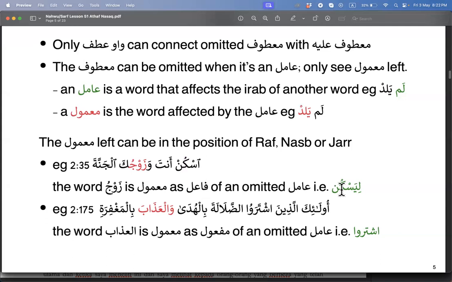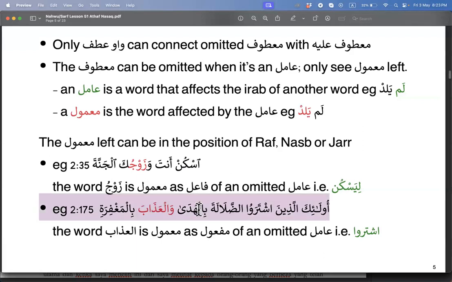The point is, wow, is still harf atf. This is still like maktuf, but actually not just this is maktuf, it's actually litaskun zawjuka. The whole thing is maktuf to uskun anta, basically. Understand? If you don't understand that, it's fine.